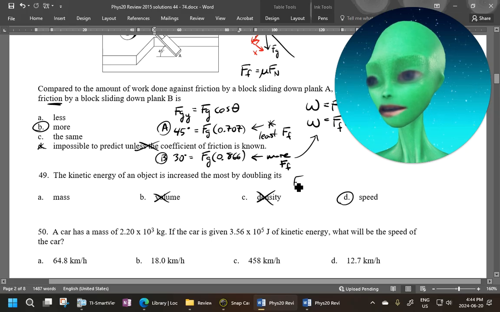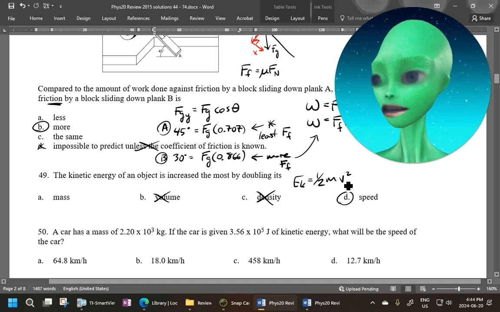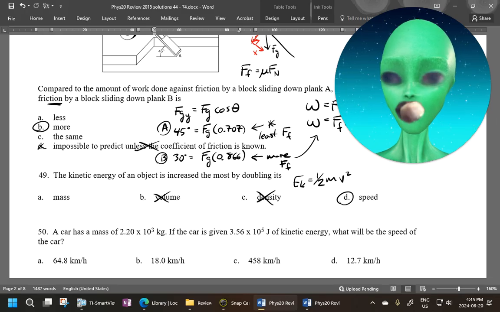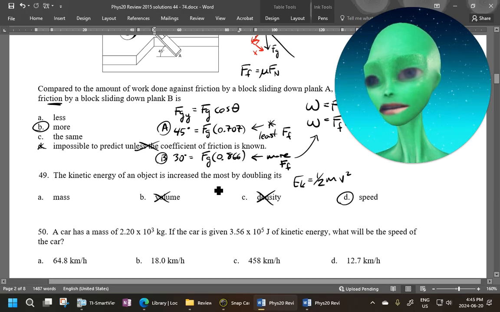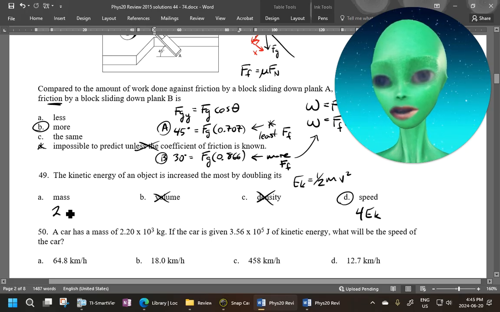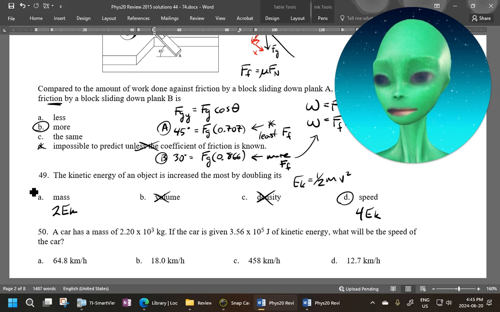Doubling speed, right? So remember in the formula, EK is equal to 1/2 mv squared. So if I double v, I quadruple the energy. But if I only double mass, because mass is not squared, I only double my energy. So if I double my speed, I get quadruple, I get 4 EK. Over here, I only get 2 EK. Okay.